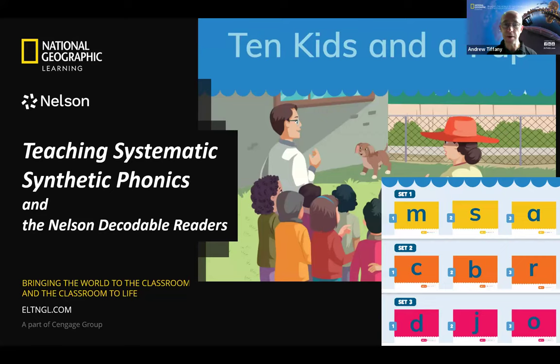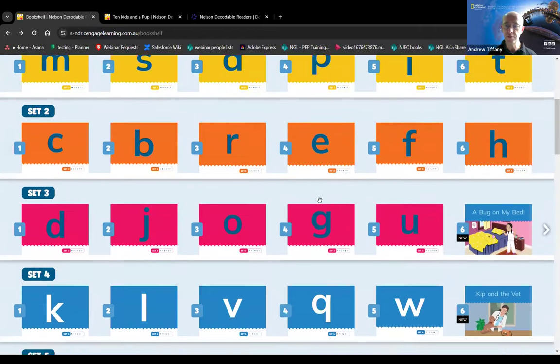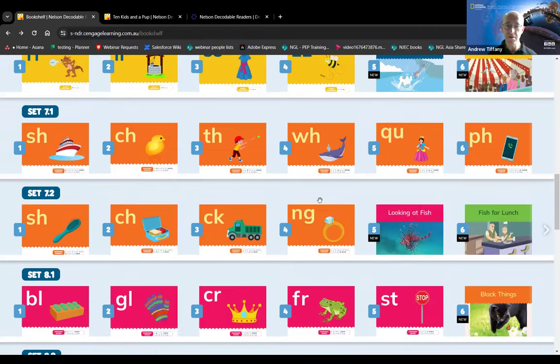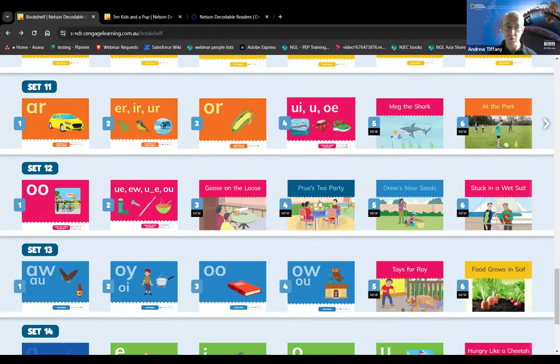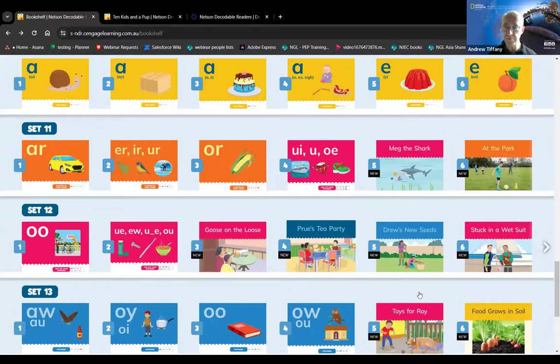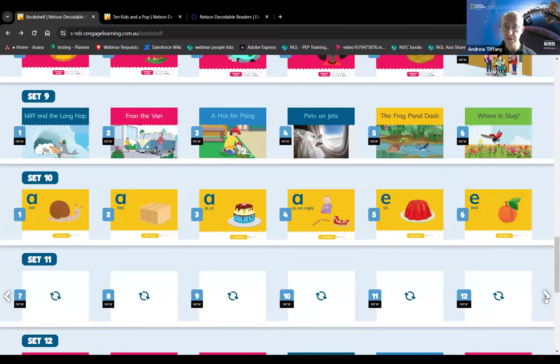Just to give you an idea of how many readers are in that Nelson set, there are a lot. If I go back to here, in the bookshelf that Nelson has, you can see they start with all these individual phonemes, but down here there are lots of books and phonemes and stuff like that. And if I scroll across, they're introducing lots of phonemes. If I scroll across in each of these rows, there are lots of readers as well.